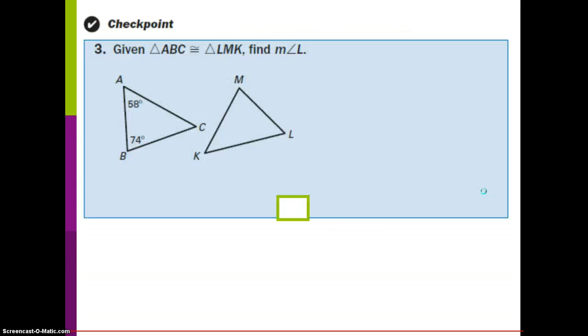Pause the video and given a triangle ABC, which is congruent to triangle LMK, find the measure of angle L. Pause the video. Angle L is in the first position, so it's congruent to angle A. Angle A is 58, so angle L is 58 degrees.